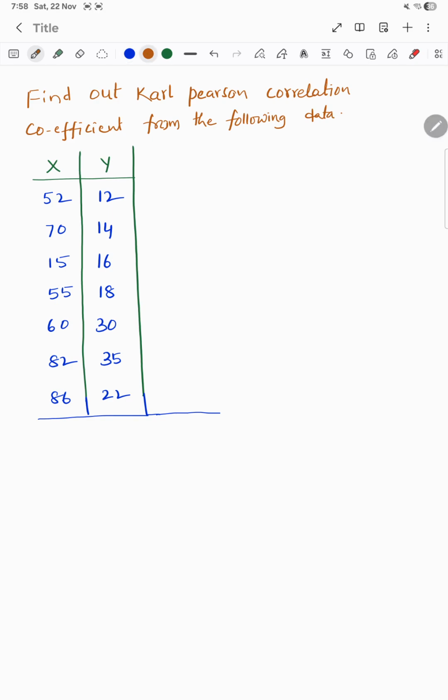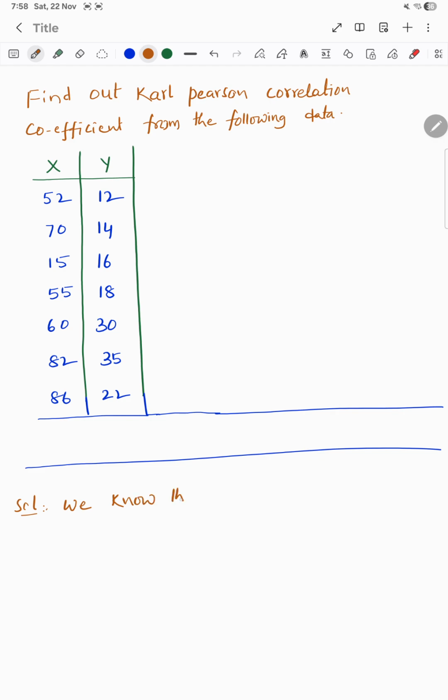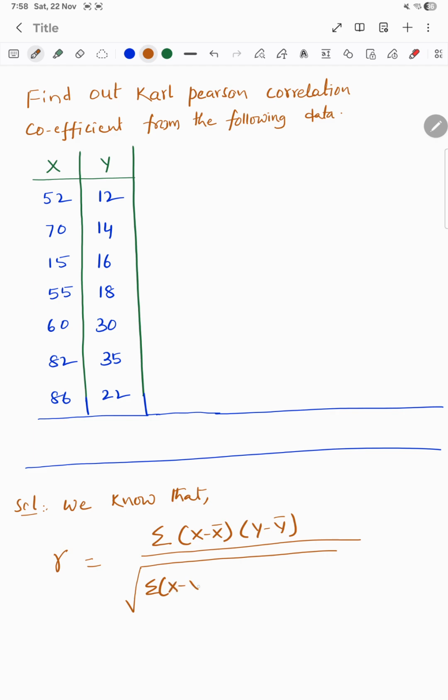Now as we know, the Karl Pearson correlation coefficient is calculated by a formula. So I'm writing that Karl Pearson correlation coefficient is calculated by r or gamma is equivalent to summation of (x minus x bar) into (y minus y bar), whole divided by square root of summation of (x minus x bar) whole square into summation of (y minus y bar) whole square.